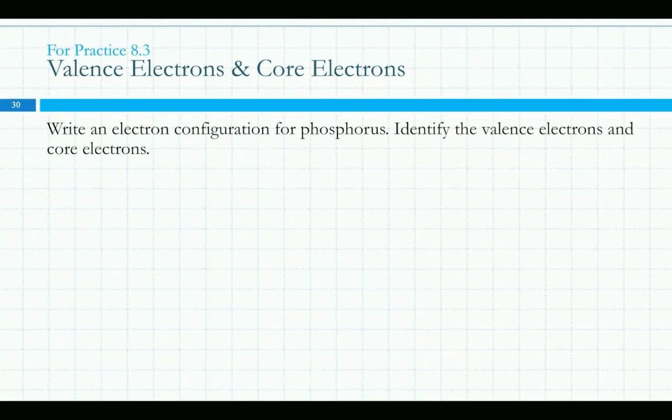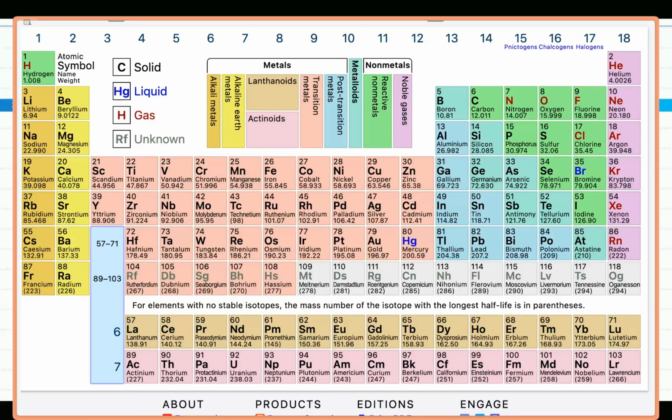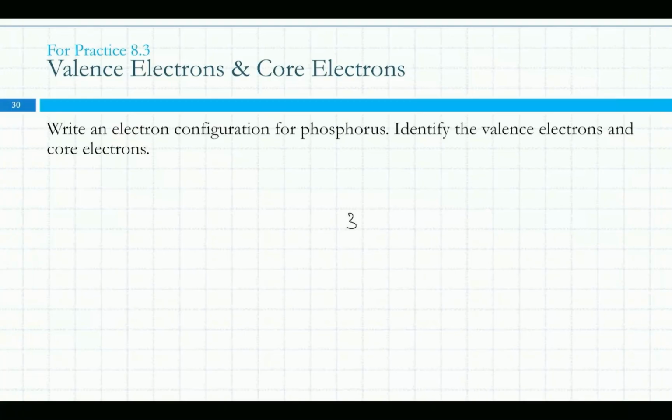All right, so let's do the electron configuration for phosphorus. I'll pull up the periodic table. How can I tell what the valence electron configuration of phosphorus is going to be just from its place on the periodic table? We'll have 5 valence electrons because it's in the 5th main group column. But the electron configuration, what's the last part of the electron configuration going to be? It'll be 3, and then I know it'll be p.